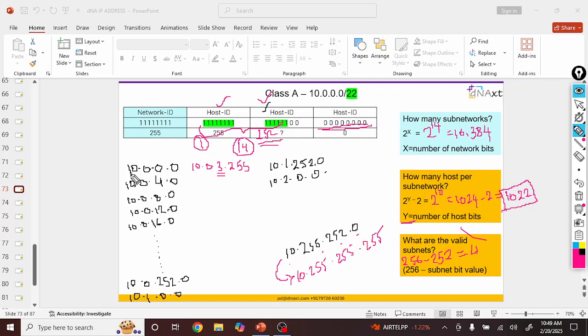Here the first valid host will be 10.0.0.1 and the last valid host will be 10.0.3.254. Simple. Here the first valid host will be 10.0.4.1 and the last valid host will be 10.0.7.254. Here the first valid host will be 10.255.252.1 and the last valid host will be 10.255.255.254. So this is all about slash 22.